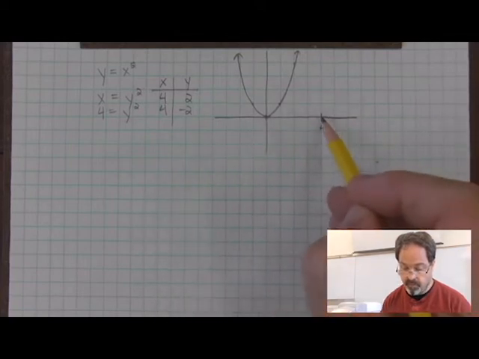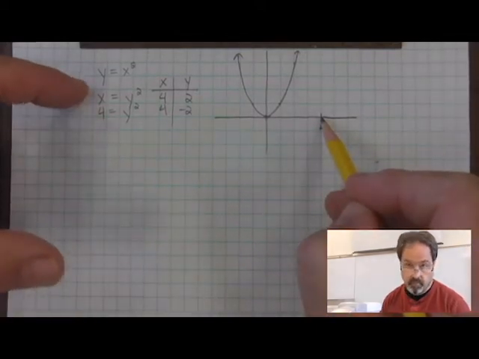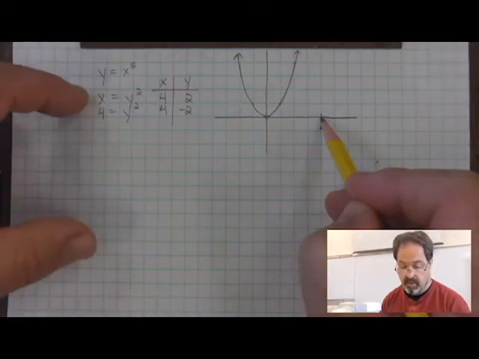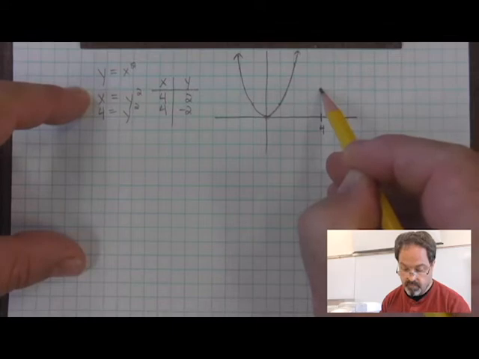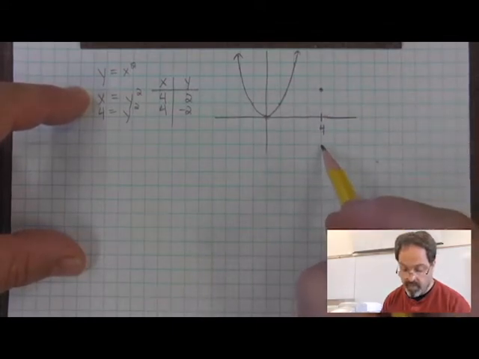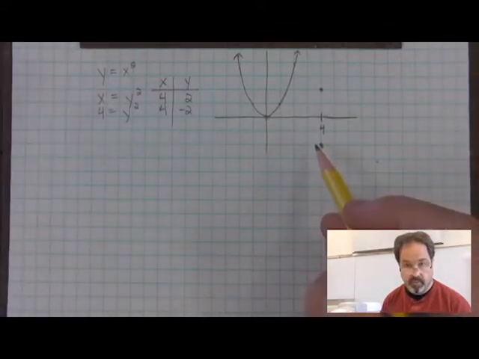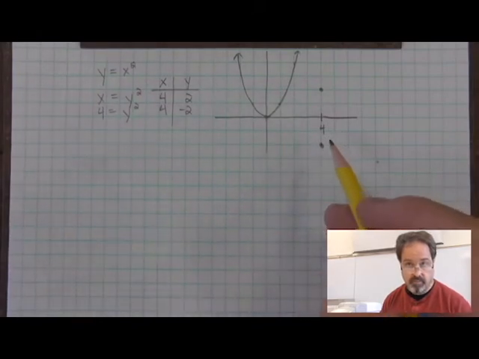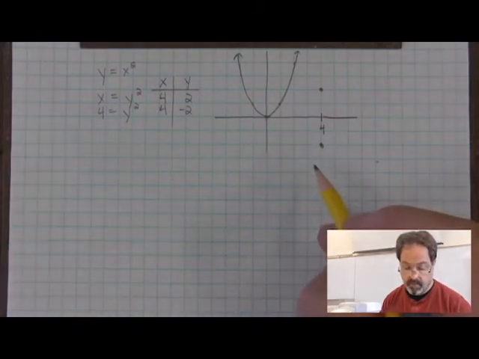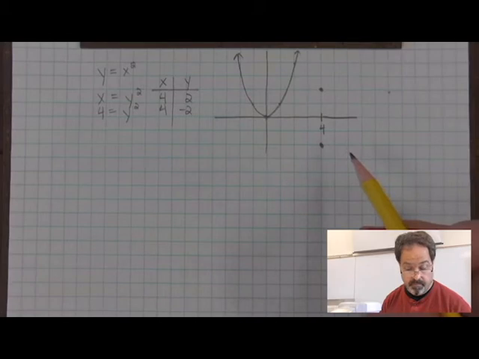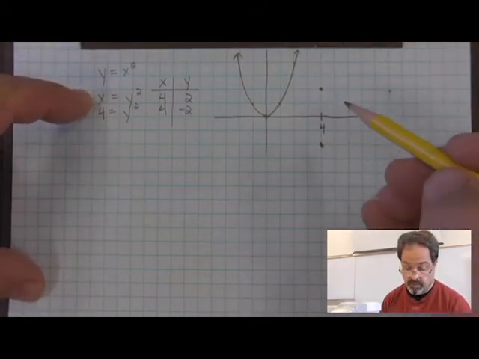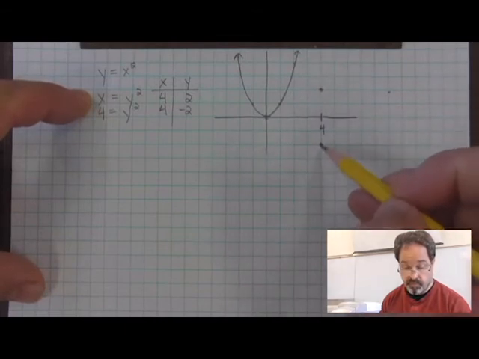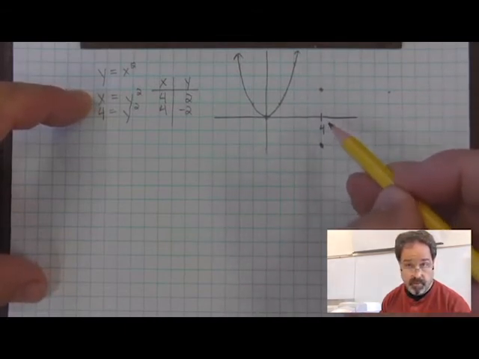If I put 4 into this function here, or equation, then I could get a y value of positive 2 and also a y value of negative 2, because both 2 and negative 2 squared is equal to positive 4. This isn't a function. The equation x is equal to y squared is not a function because we have two different y values for the same input or domain value.